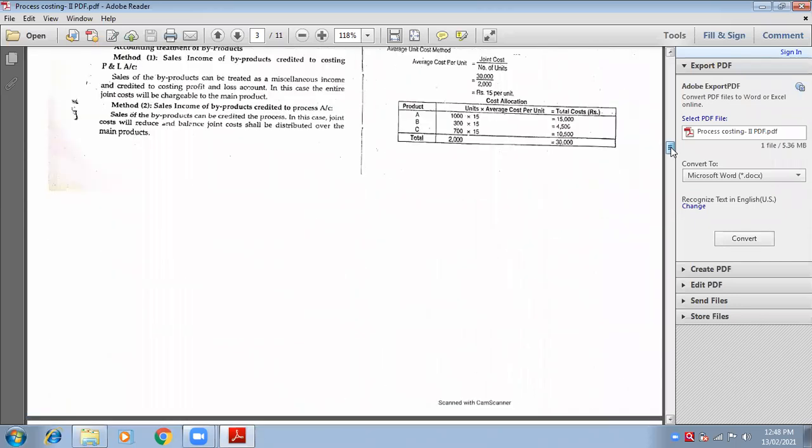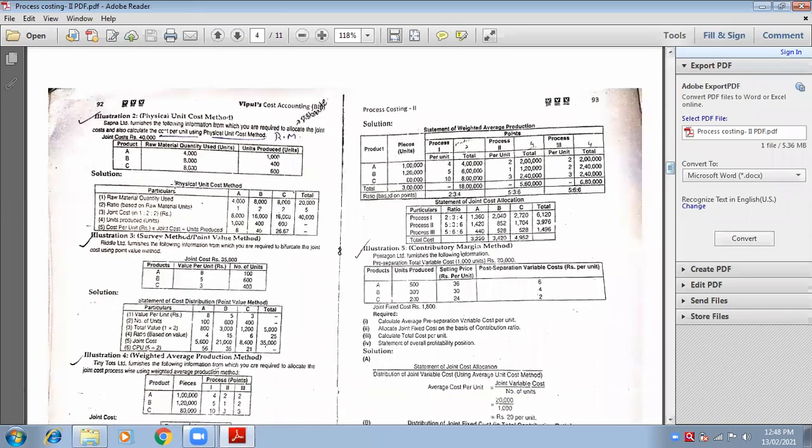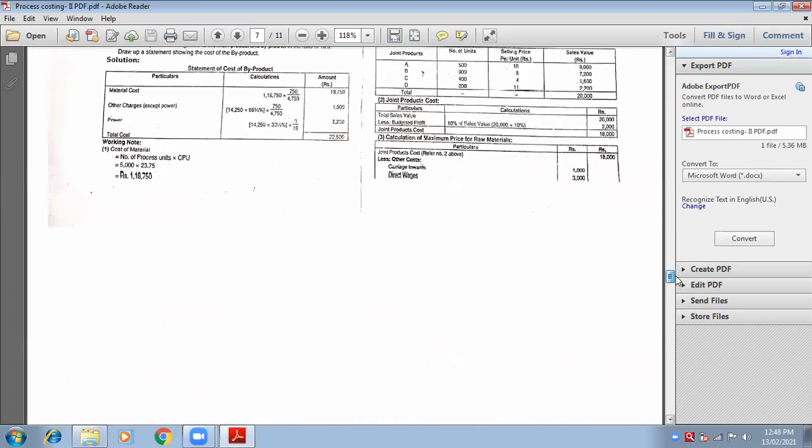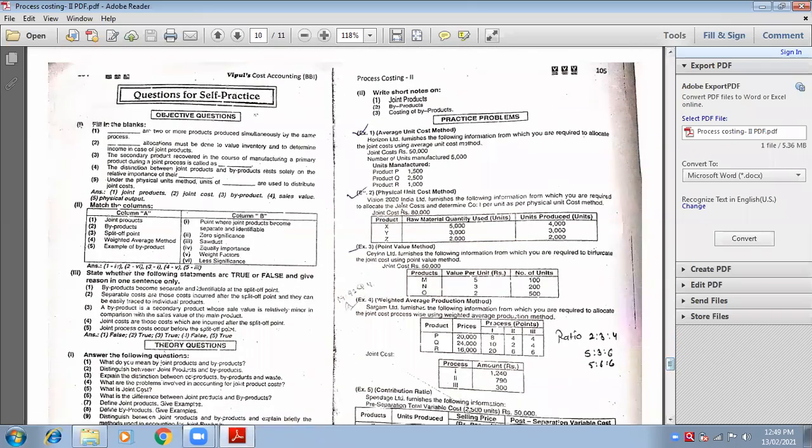So this was the first sum, which was related to average unit cost method. We did it yesterday. And this was the second sum, which was related to physical unit cost method, done yesterday also. Apart from this, two more sums we did, in the section of unsolved problems, if you remember. So these were the two questions done yesterday: average unit cost method and physical unit cost method.